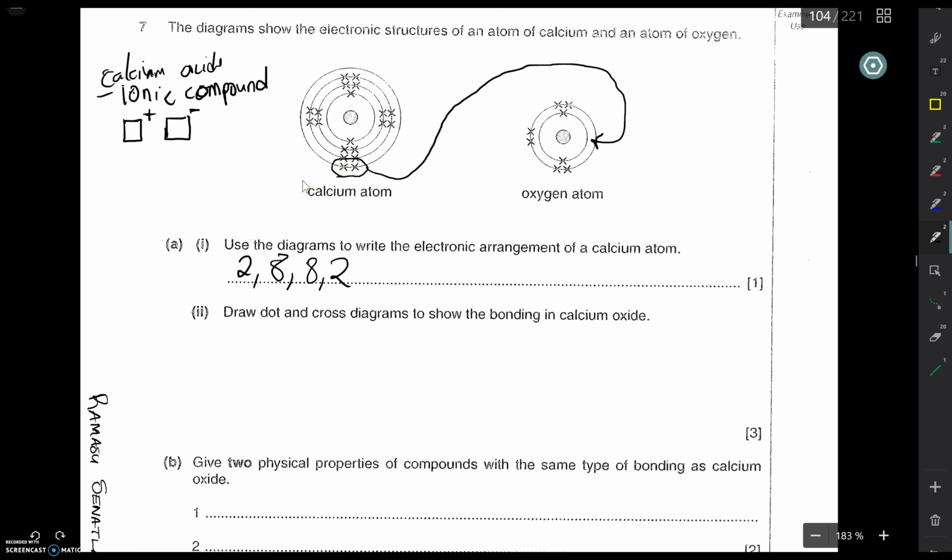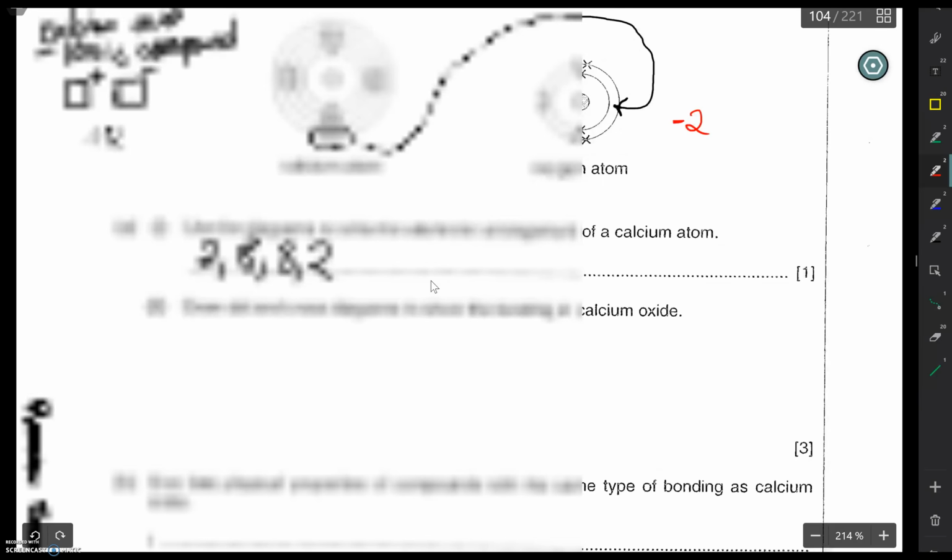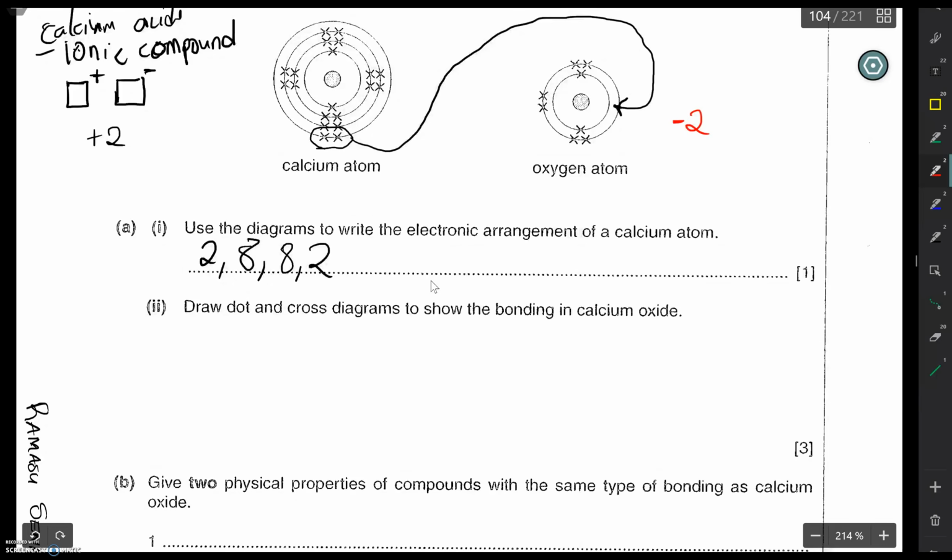So when calcium loses these 2 electrons, it becomes positively charged. It gains a charge of positive 2. And when oxygen gains these 2 electrons, it has a charge of -2, right? So let's draw the dot and cross diagram to show the bonding in calcium oxide. So we have calcium here.